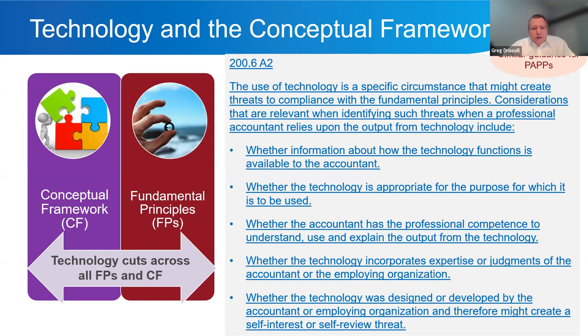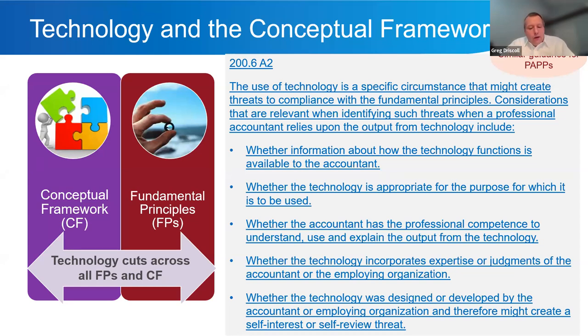So as you have an ethical situation to which you're applying the conceptual framework, and that situation involves reliance on the output of technology, you would apply these considerations to assist in the identification of threats to compliance with the fundamental principles. And you can see here by reference, this is a proposal to paragraph 200.6A2, which is in part two related to professional accountants in business. There is, as the little bubble at the top right-hand corner indicates, similar guidance in part three for professional accountants in public practice in paragraph 300.6A2.